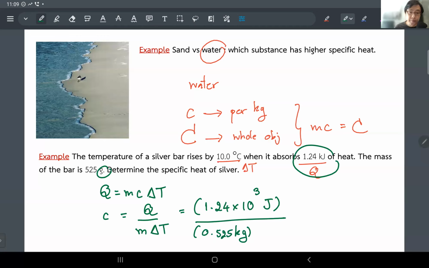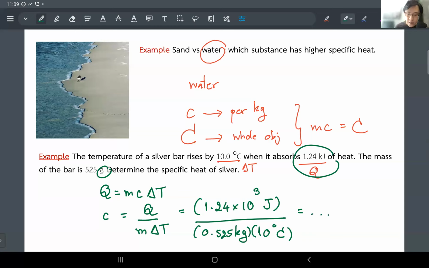Very good. All right. And times the delta T, the change, is rises by 10 degrees Celsius. That is already 10. Done. Whatever that number is, that is your specific heat of silver. All right. This one is good.